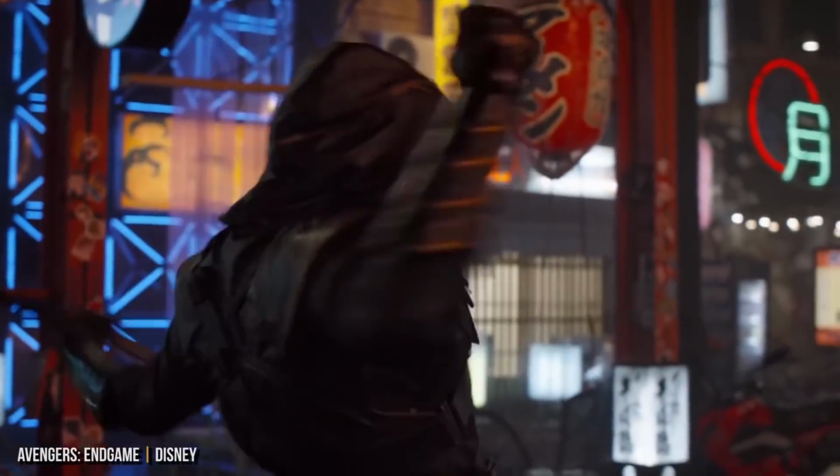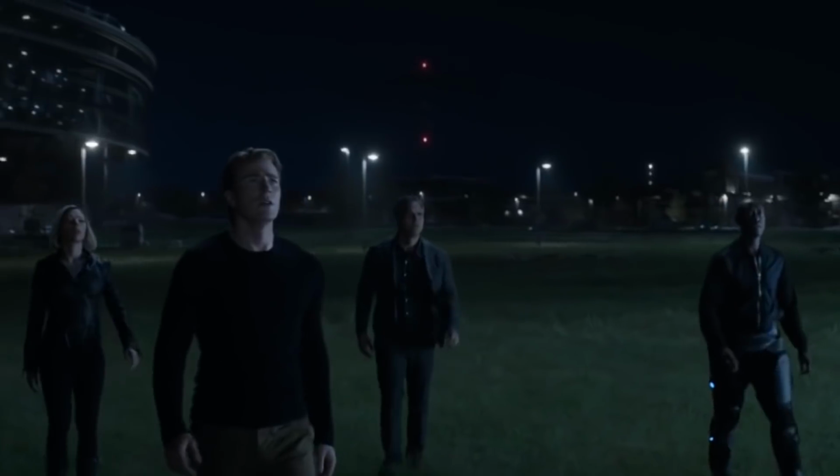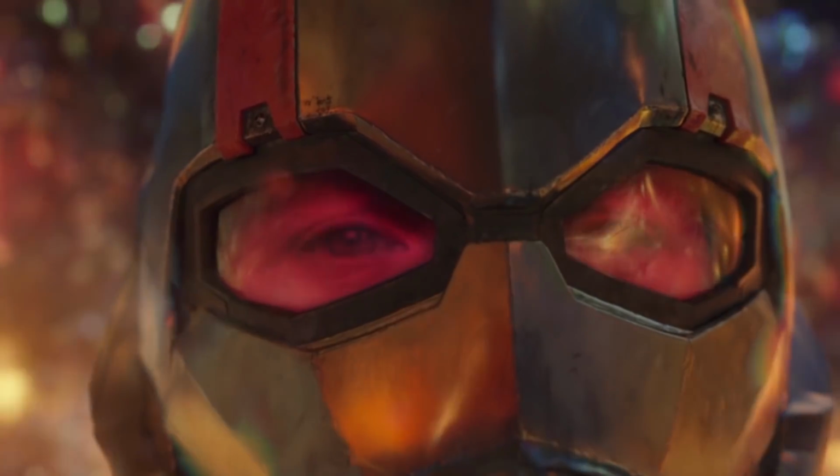Knowing what we already knew about Avengers Endgame, and bearing in mind everything we've said in this video, there's no doubt that the multiverse will play an incredibly important part in the MCU going forward, and the Quantum Realm appears to be the key to that.